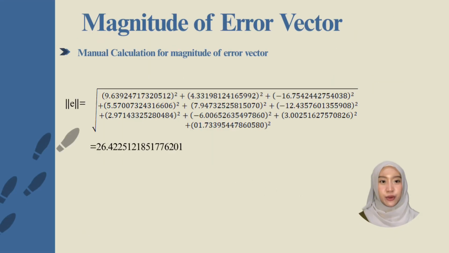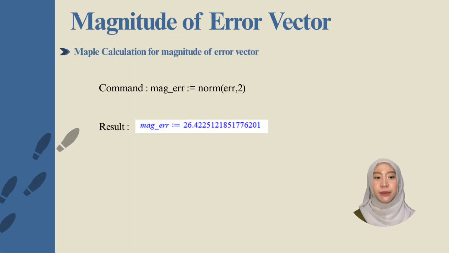To find the magnitude using manual calculation, we have to take the square root of the sum of the squares of the error vector. To find the magnitude using Maple, we have to write a command, which is mag_err equals norm in brackets err, 2, and we get the same answer as the manual calculation.